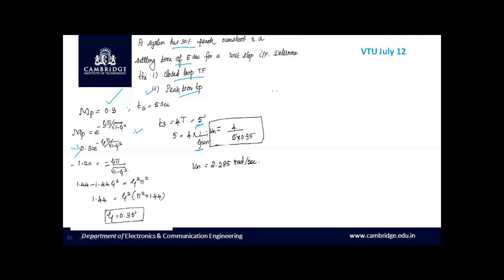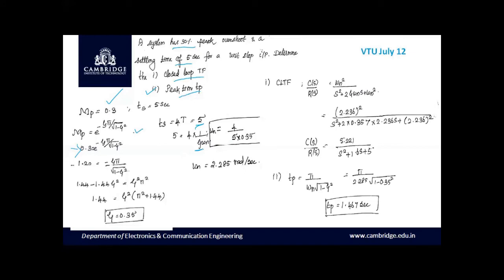So now the question is to calculate the closed loop transfer function. So we know the formula for the closed loop transfer function, C of s by R of s is equal to omega n square divided by s square plus 2 zeta omega n s plus omega n square. Once we substitute for zeta and omega n, we have obtained the closed loop transfer function as 5.221 divided by s square plus 1.6s plus 5.